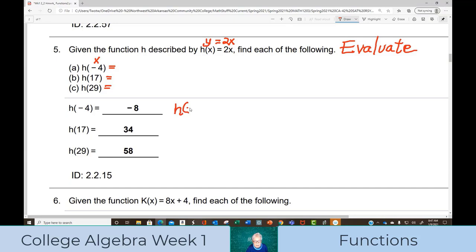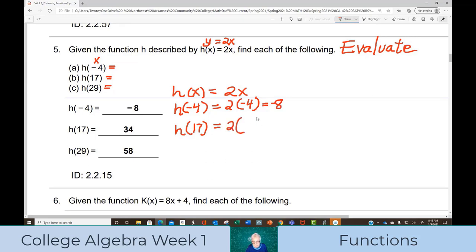H of negative 4 equals, well, let's write what h of x is first. H of x equals 2 times x. So h of negative 4 is 2 times negative 4, which is negative 8. And h of 17. 17 in the parentheses means that 17 gets mapped to that set of parentheses right there. 2 times 17 is 34. That's how they get that answer.